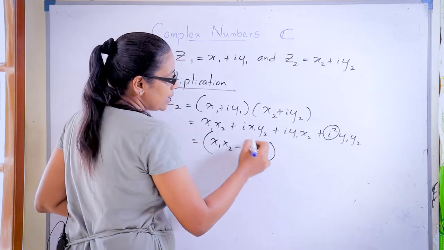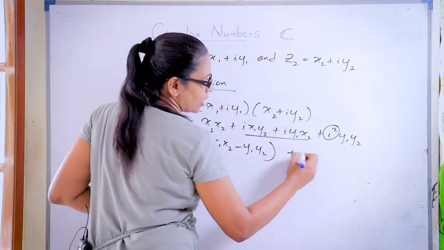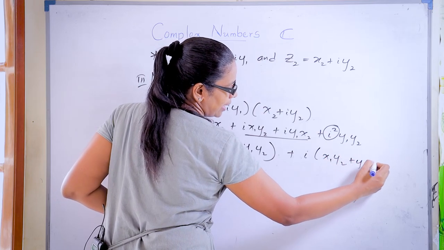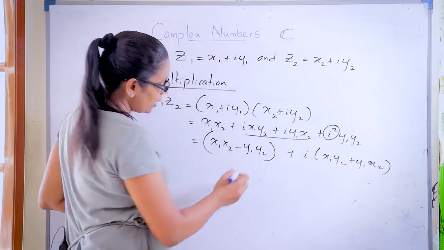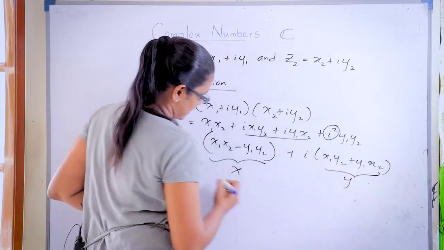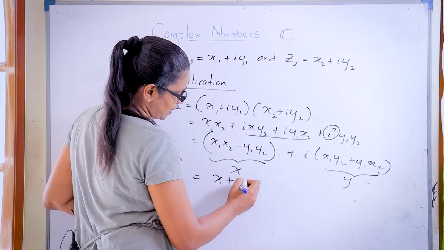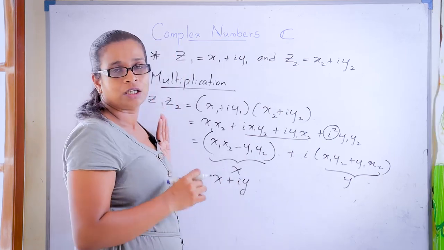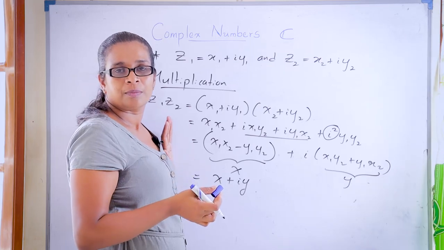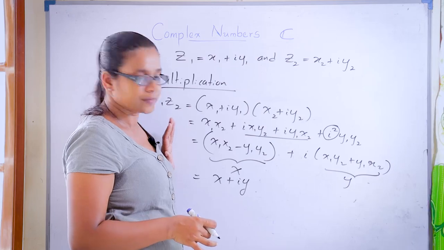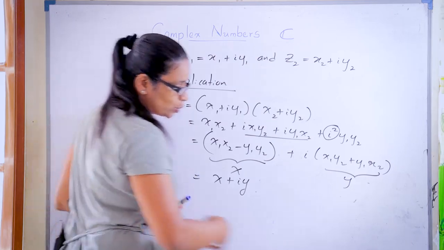Then consider these two terms: i times x1 y2 plus y1 x2. Now again you can represent this one as x, this as y. So again x plus iy. So the multiplication of two complex numbers also gives a complex number again.